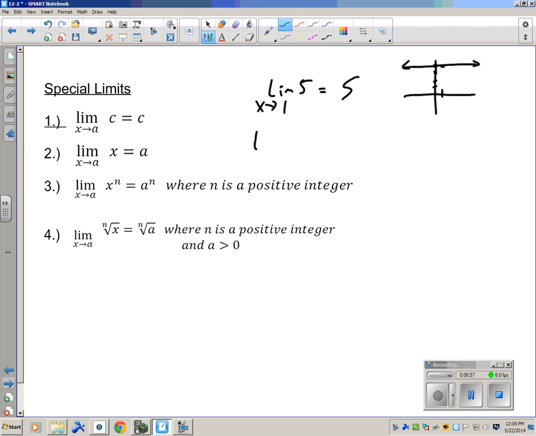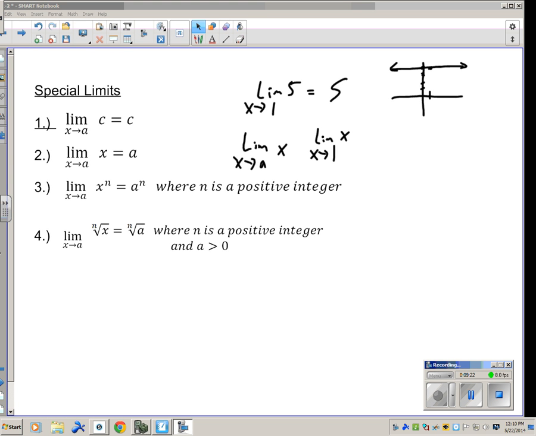And then the limit of x as x approaches a. If you just think of a value, for instance, let's say you've got x approaching 1.